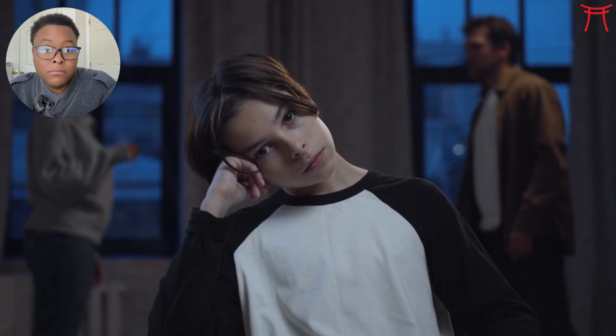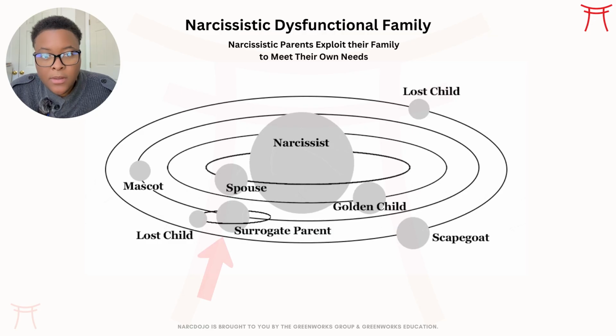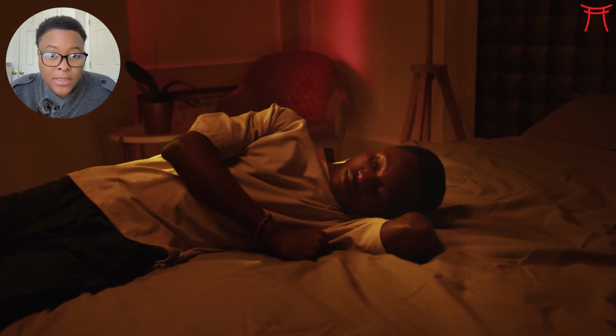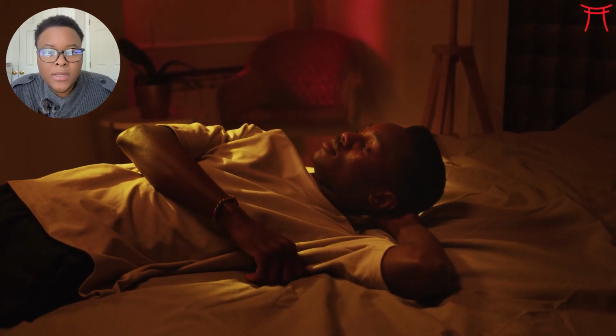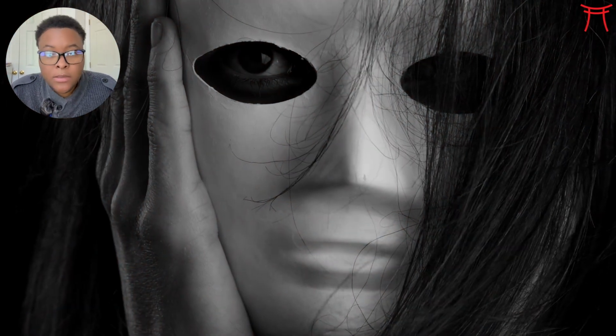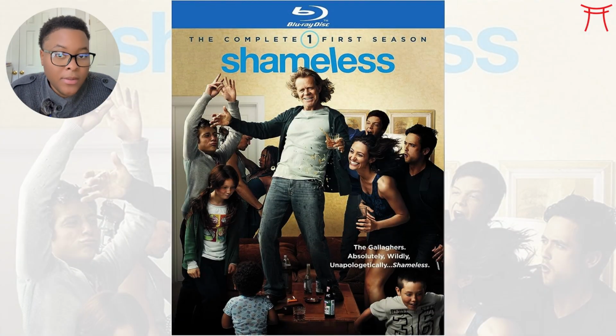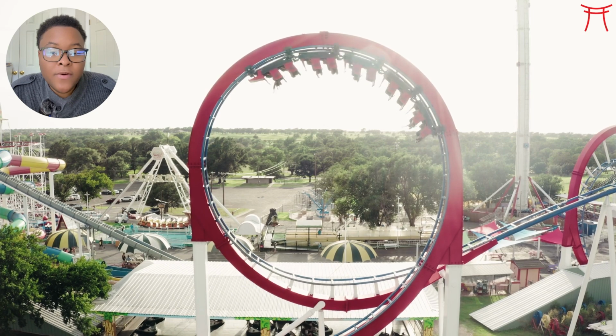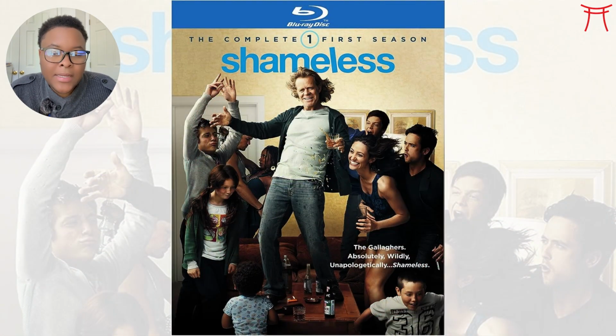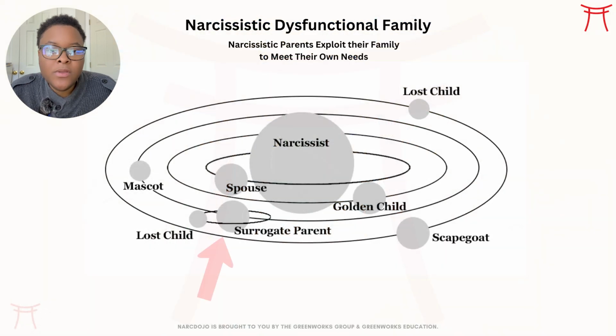Number 9, difficulty forming healthy relationships. The surrogate parent's experience in the narcissistic family often leaves lasting scars because they are conditioned to prioritize the needs of others and neglect their own emotional well-being. They may struggle to form healthy relationships later in life. They may be drawn to partners who are similarly narcissistic or emotionally unavailable, perpetuating the cycle of dysfunction. These dynamics can lead to a lifetime of codependent relationships where the surrogate parent continues to take on caregiving roles, especially at the expense of their own emotional and psychological well-being.